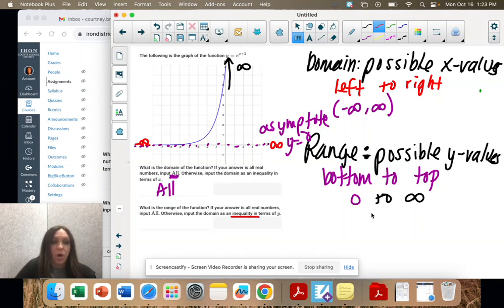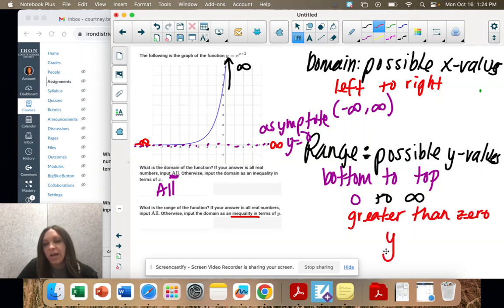but it's asking us to write this as an inequality in terms of y. So how we would write this as an inequality, we would say all values greater than 0. And as an inequality, that's y, all values greater than 0. That's an inequality.